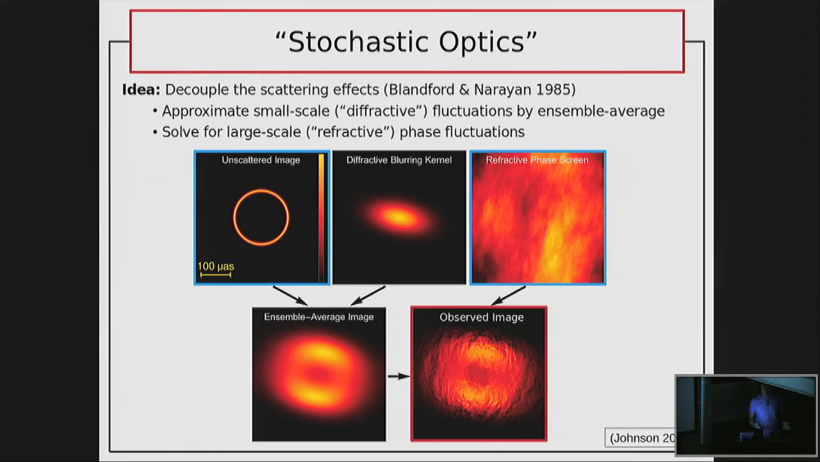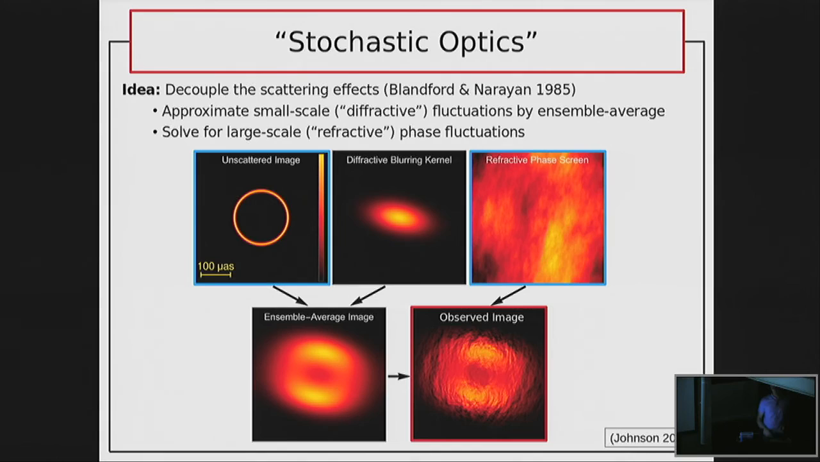And the real idea for this framework came from a paper by Roger Blandford and Ramesh Narayan, where they were looking at the scattering of pulsars. And what they realized is you can take the fluctuations in the scattering screen and decouple them into these two components, diffractive and refractive. Diffractive fluctuations occur on extremely small scales, much smaller than we could resolve with an interferometer. And so those can be replaced by just their ensemble average effects. And that's the blurring that we've already seen. But what we'll do is we'll keep the refractive effects on top of that.